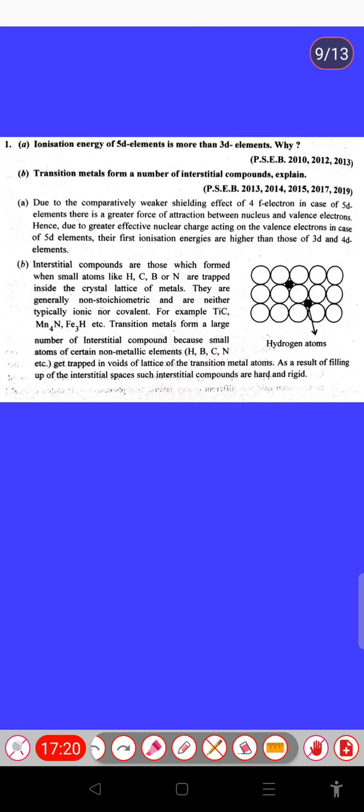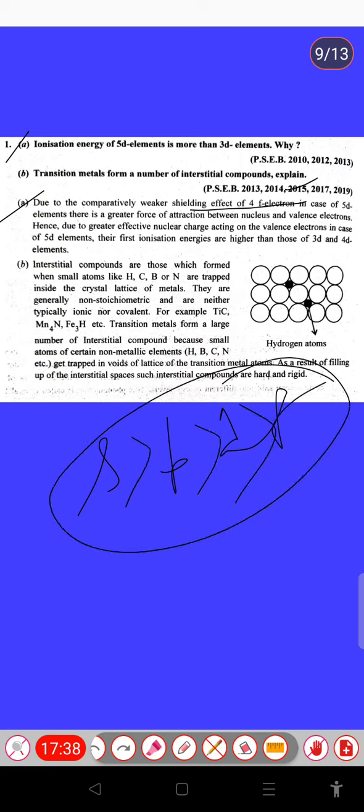So next question is, ionization energy of 5d elements is more than 3d elements, why? Due to the comparatively weaker shielding of 4f electrons. The order is S, P, D, F. In case of shielding effect, S is more than P, then D, then F. F is a poor shielding effect. Weaker shielding effect of F electron in case of 5d elements.